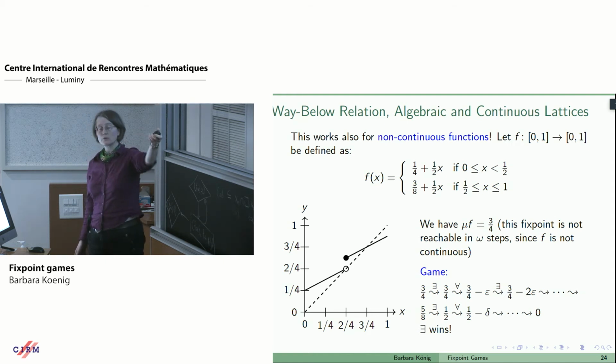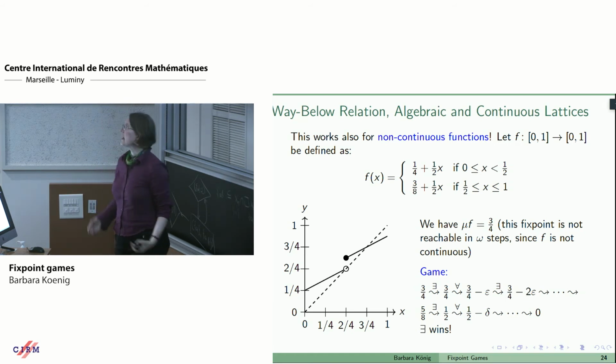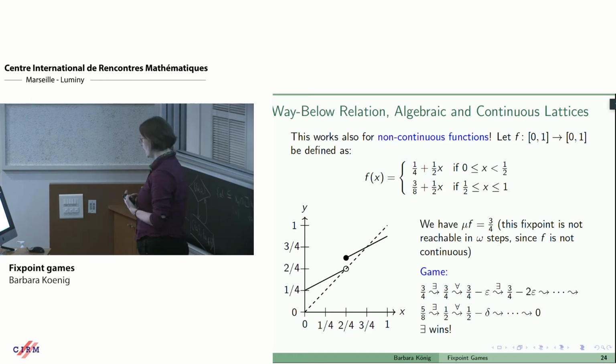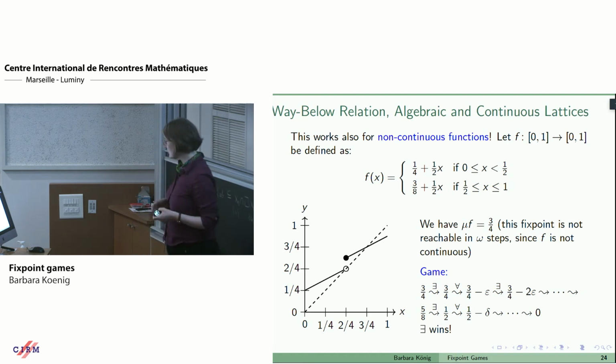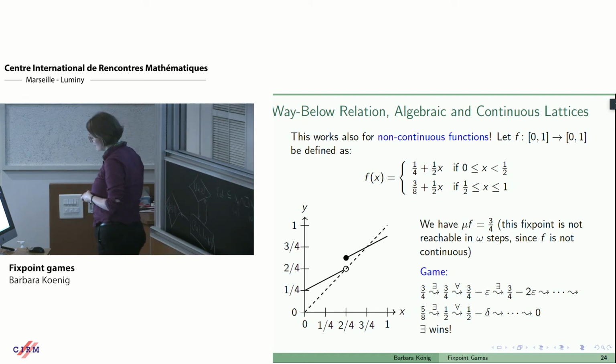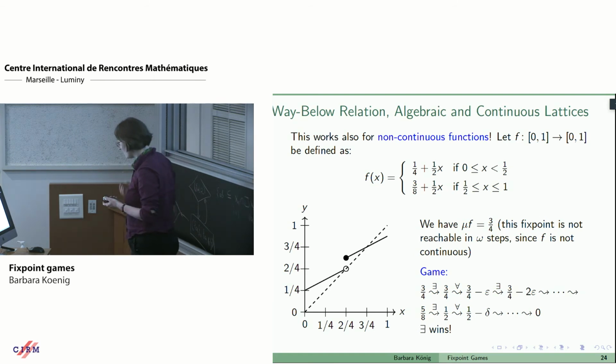Then the existential player can choose 1/2, this one, because it covers 5/8. Then again, more or less in the same way, Adam is forced to subtract something, and you go further down this chain until at some point you reach 0. But 0 is not in the basis by definition, and that means the existential player wins, because here the universal player would have to pick 0. So actually that also works, which at least to us was a bit surprising at first, that it does work also for non-continuous functions.